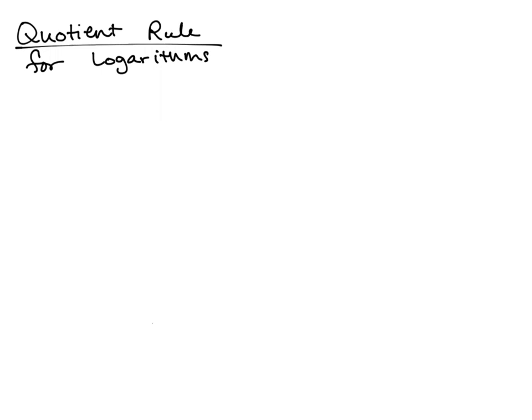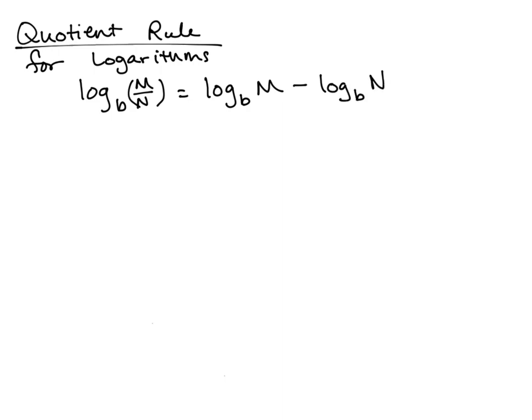So the quotient rule says this: log base b of m divided by n is equal to log base b of m minus log base b of n.